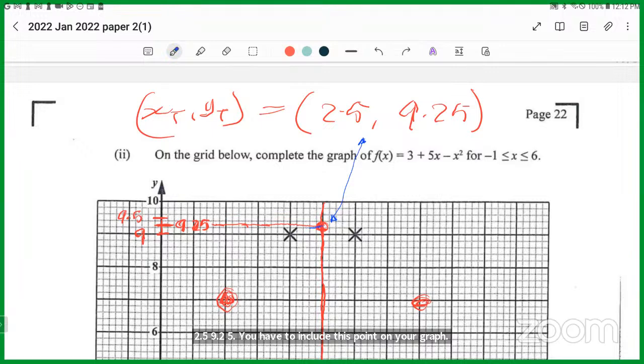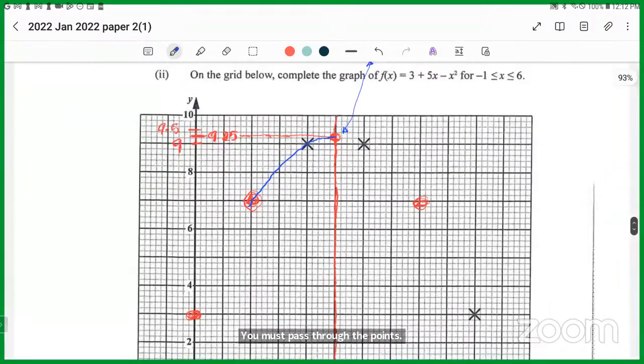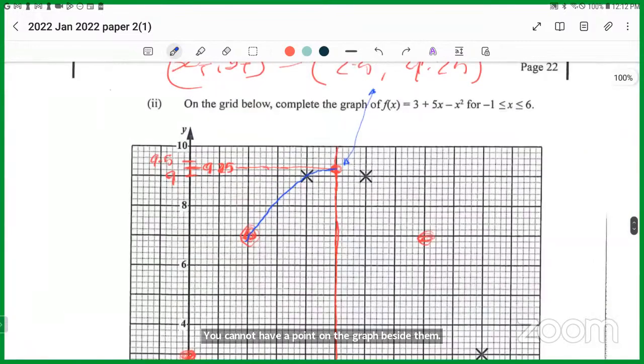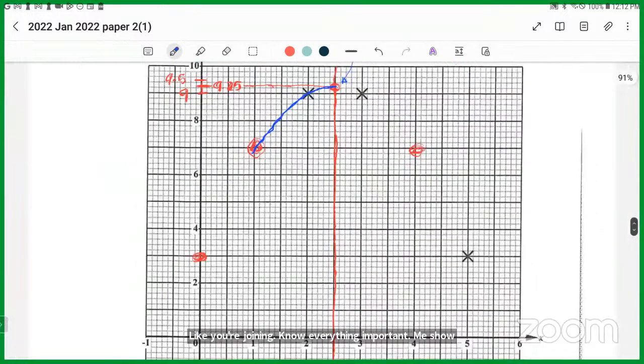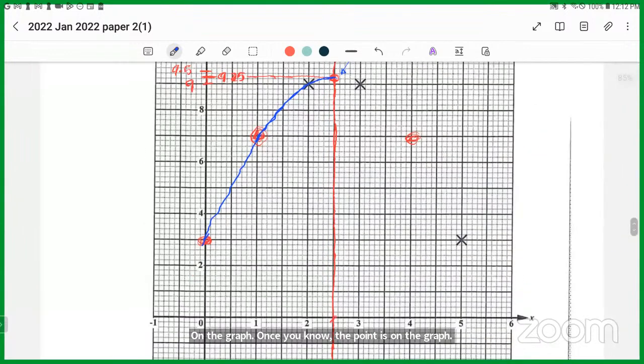Another thing, I see some people drawing a graph and they're skipping the points. No, you have to make sure that you pass through the points. You must pass through the points. You cannot have the points there on the graph and you're drawing the graph beside them. No, everything is important. Make sure you must pass through the points that you know on the graph. Once you know that the point is on the graph, you make sure you pass through them, the best way you can.